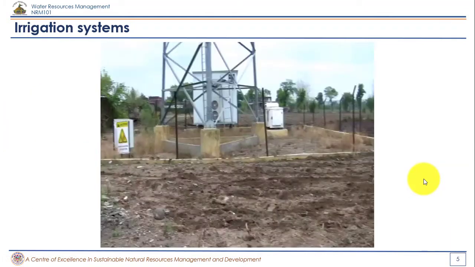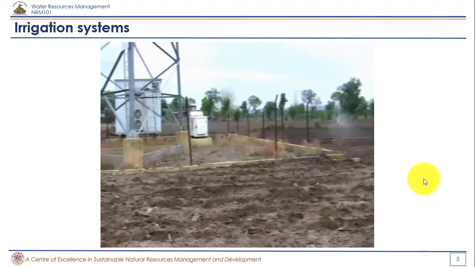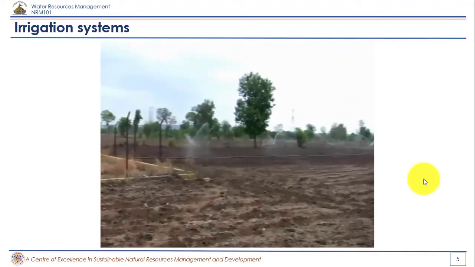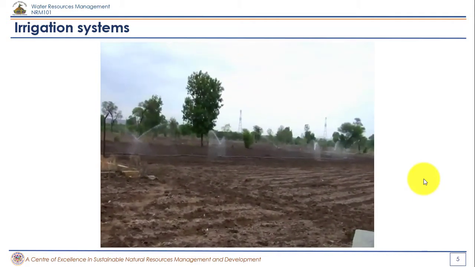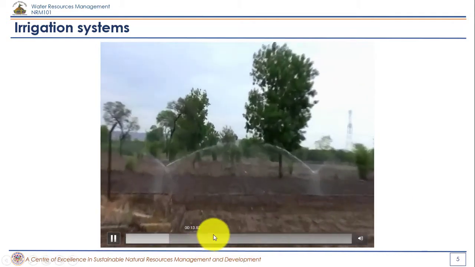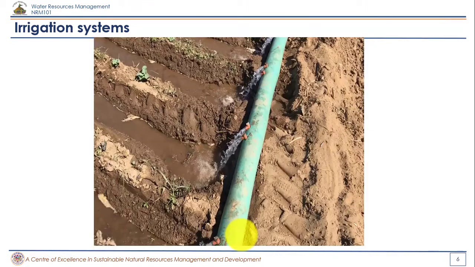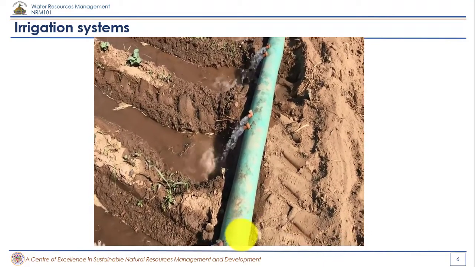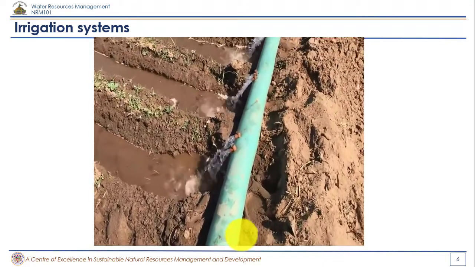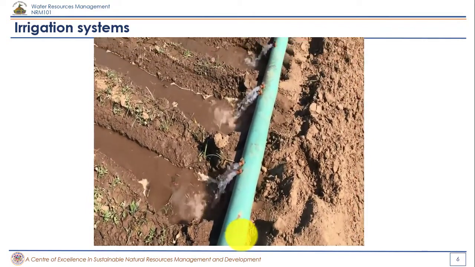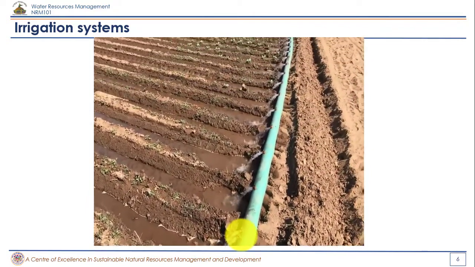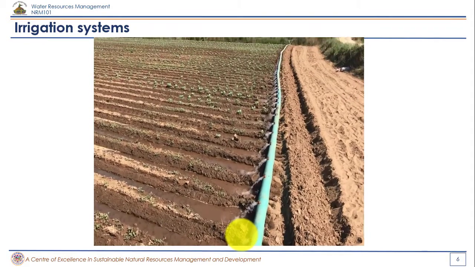So there are three kinds of irrigation systems. I'll be showing a few video clips of what these irrigation systems look like. I know you all have seen. This is a sprinkler system where you basically have overhead sprinklers, and this is a drip irrigation system where water comes out only in those areas where you need it.